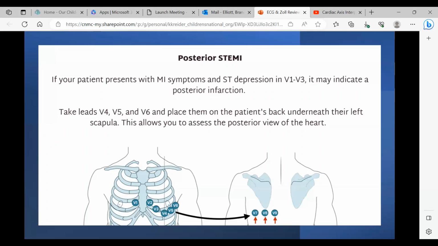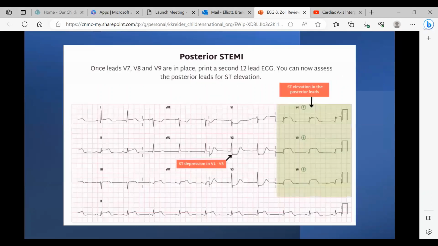All right, so I think we're moving on. And then you would cross out 4, 5, and 6 and write 7, 8, 9. Like, you can't change it on the monitor? No, not on ours. You print it out right on it what side it was, and it's the same thing as if you're going to do the V4R to do the right side. So 1, 2, 3 depression equals do 7, 8, 9.